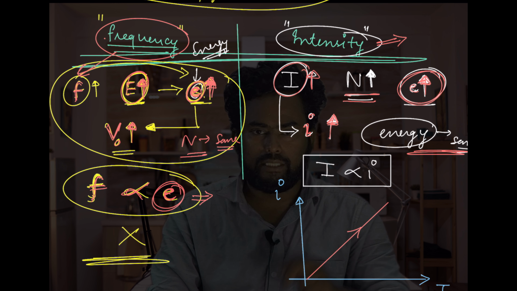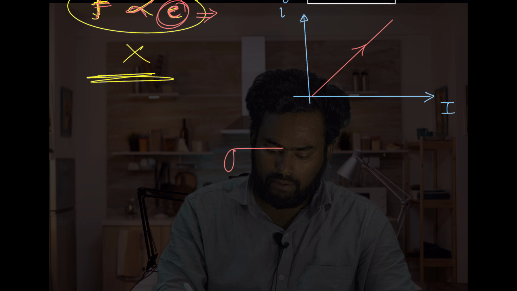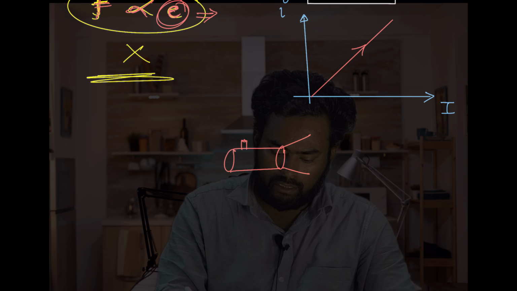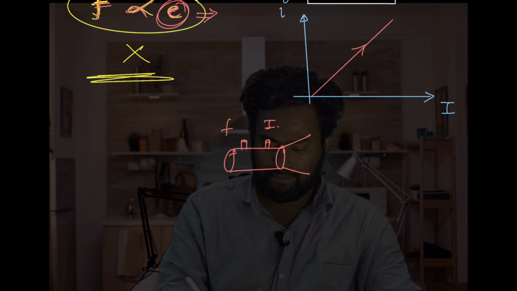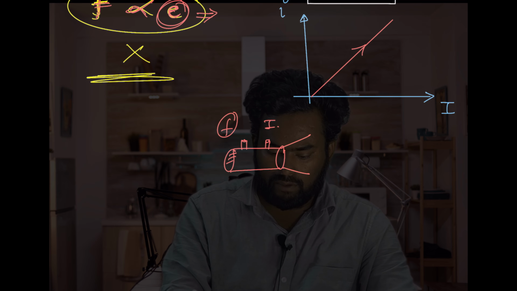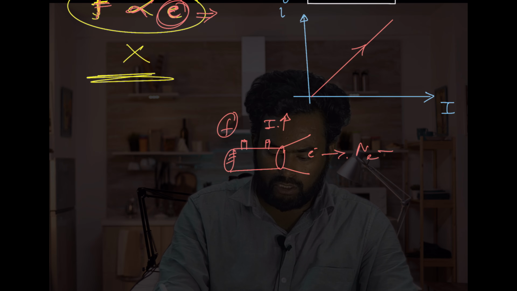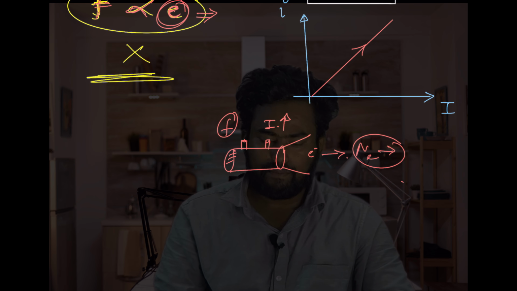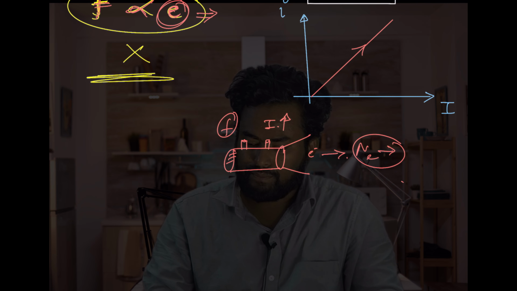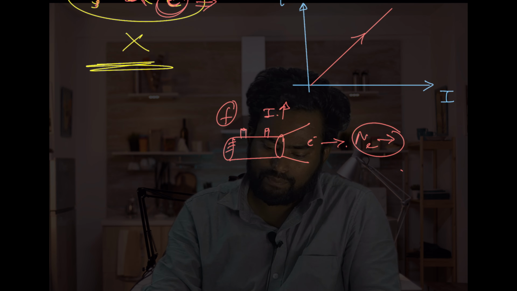Assume it like two buttons. Like this is our source of radiation. So here we have two buttons, one button is for frequency and one button is for intensity. So if you increase the frequency, then energetic electrons will come out. If you increase the intensity, then the number of electrons will be more. Okay, simple discussion till now.